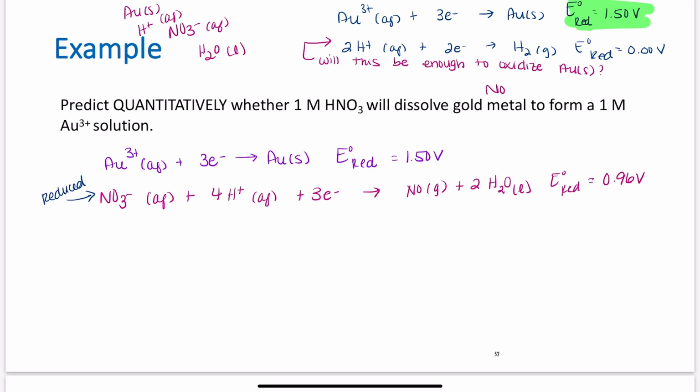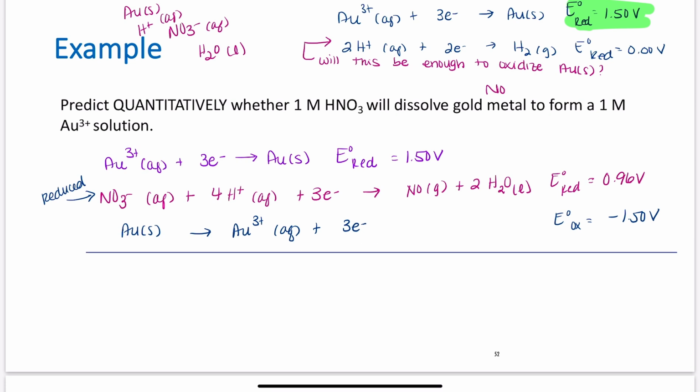and I'd have to oxidize the gold. So Au solid going to Au3+ plus 3 electrons. My oxidation potential here would be negative 1.50 volts. Now, for my overall reaction, I'd add these together. Conveniently, they each have 3 moles of electrons in it, so that cancels out.